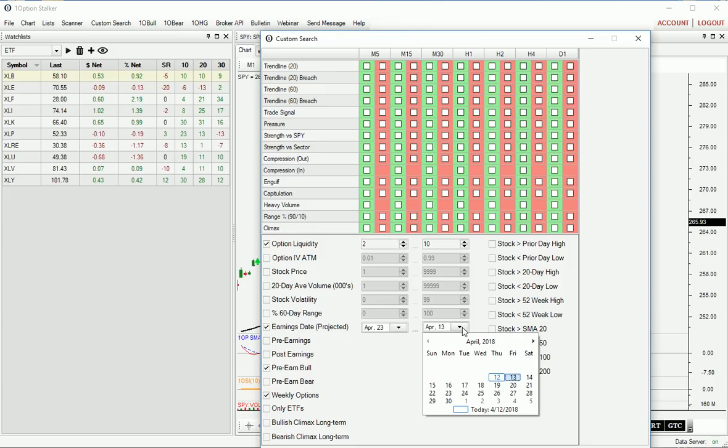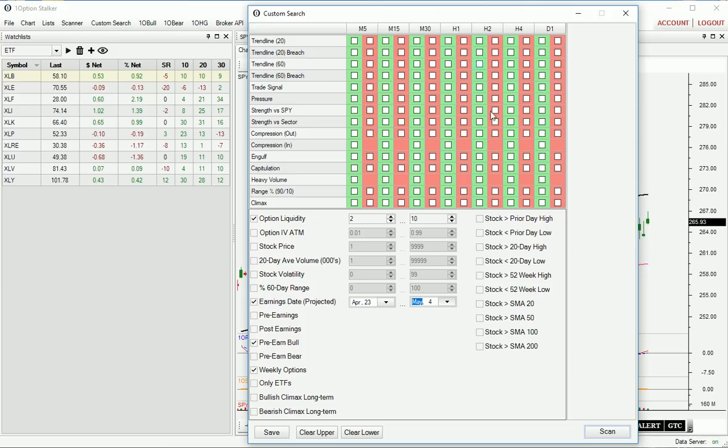And now I can actually go out a couple of weeks if I'd like to. And why don't I do that? So I could be looking at April 27th this whole week, but let's go out to May 4th and see what we get. So now I'm going to hit the search button. Lots of stocks. Got a lot to look at.